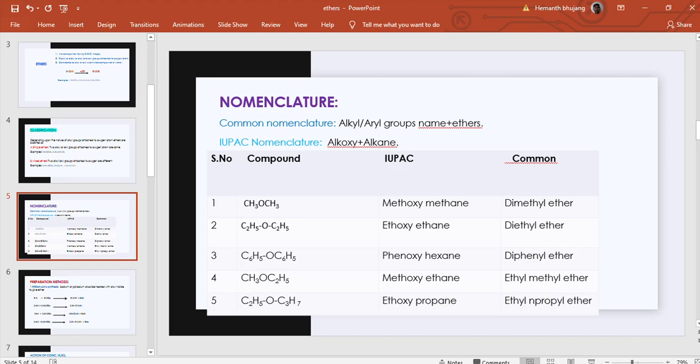In the second example, two same groups, C2H5, C2H5, so they are the same. So this is diethyl ether. And in the third example, we have two similar groups, that is phenyl. We can name this as diphenyl ether.